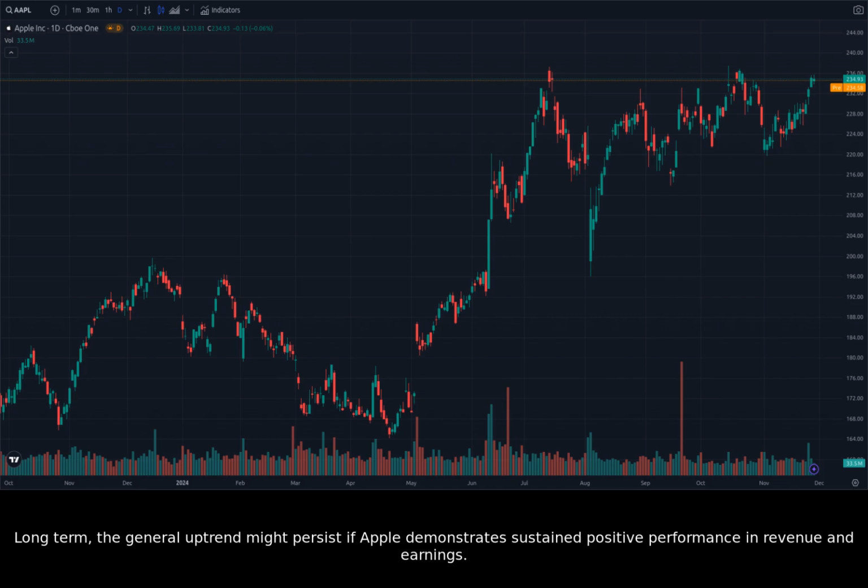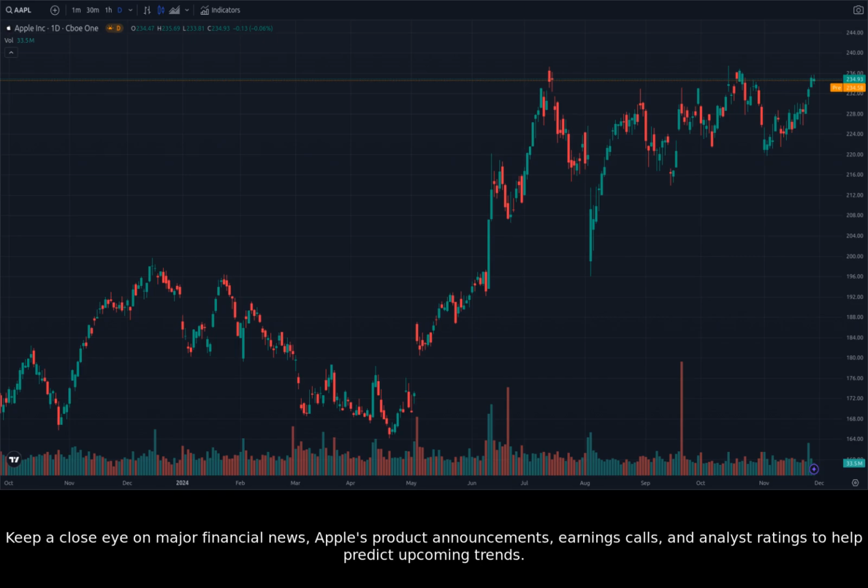Long-term, the general uptrend might persist if Apple demonstrates sustained positive performance in revenue and earnings. Keep a close eye on major financial news, Apple's product announcements, earnings calls, and analyst ratings to help predict upcoming trends.